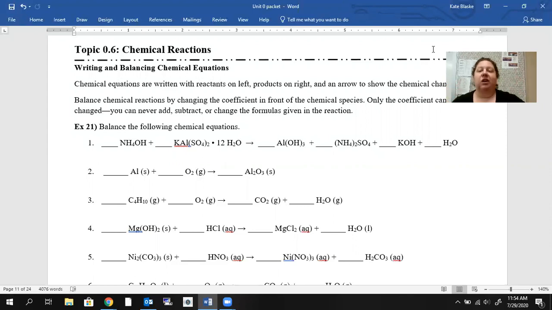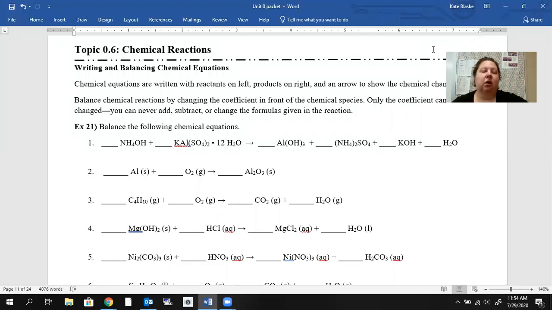So if you have a certain number of particles coming in, or not particles necessarily, but atoms of each element, then those same atoms need to come back out of your reaction. The number of particles might change. You might take one particle and break it up into pieces. You might take multiple pieces and smash them together into one. But we keep track of that with the coefficients.